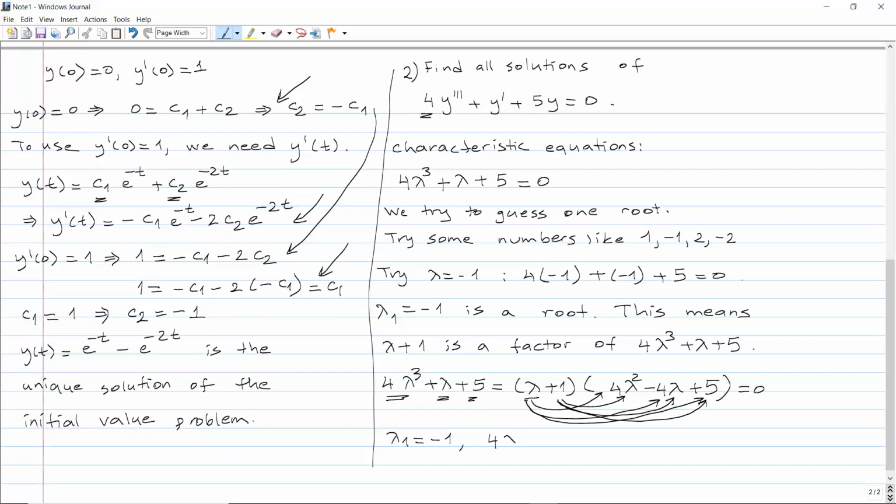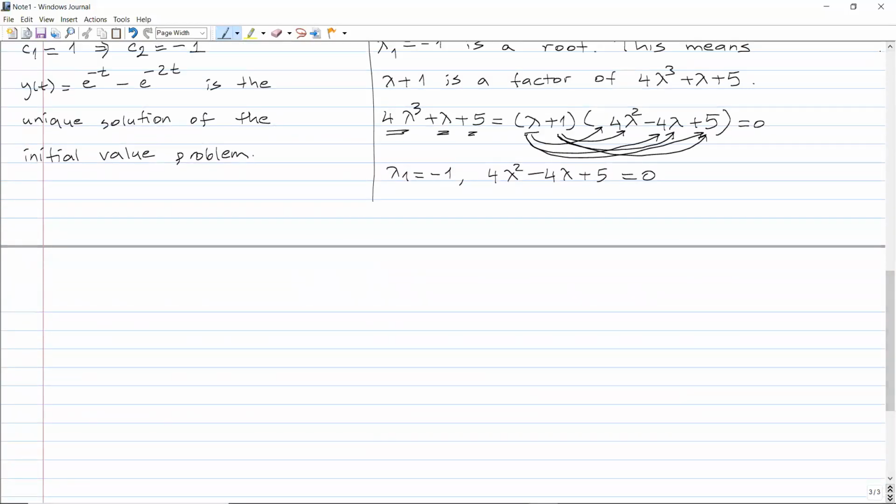And then we have the second order polynomial equal to 0. It's not clear how to factor it out, so we use the quadratic formula. We have lambda equal to minus minus 4, so 4, plus or minus square root of minus 4 squared, which is 16, minus 4 times 4 times 5, divided by 2 times 4, which is 8.